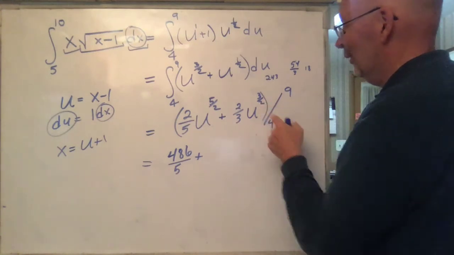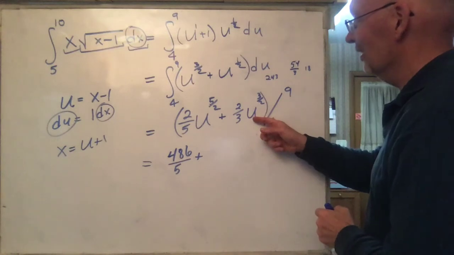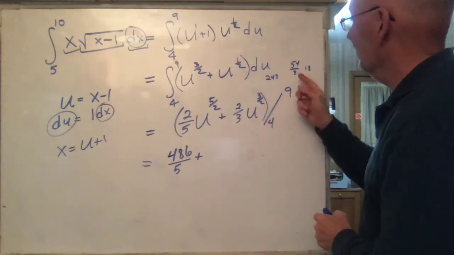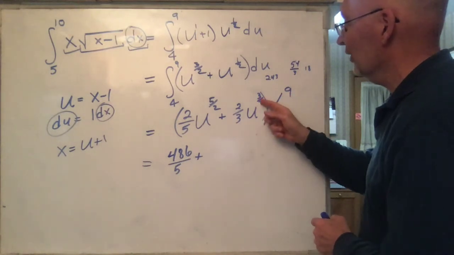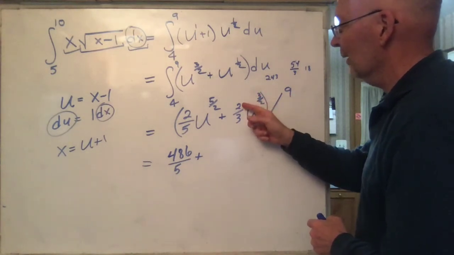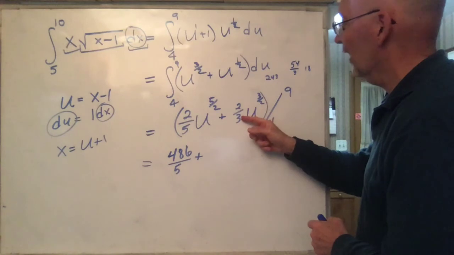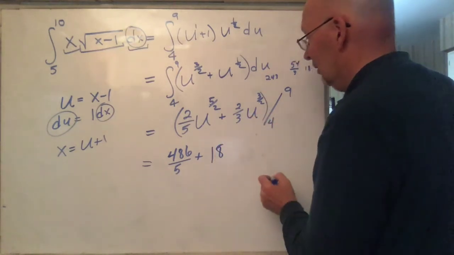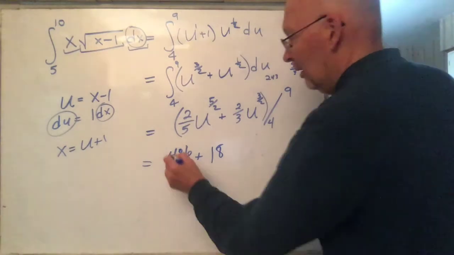Let me do that one more time. This is 9. Square root of 9 is 3. 27. 27 times 2 is 54. 54 divided by 3 is 18. So this whole thing becomes 18. Okay, so that's all that.